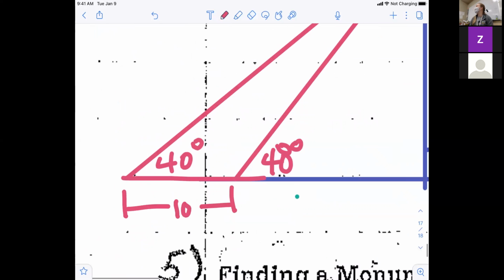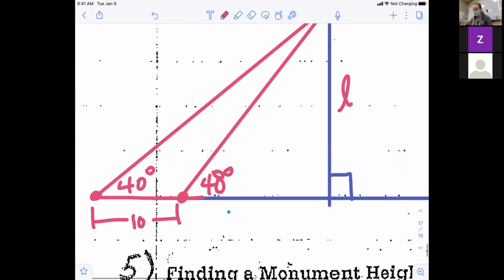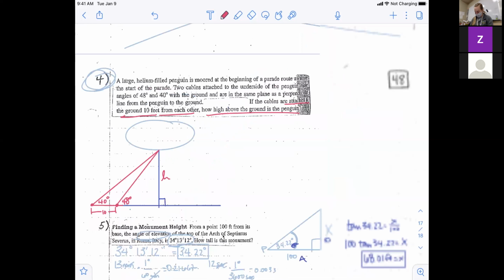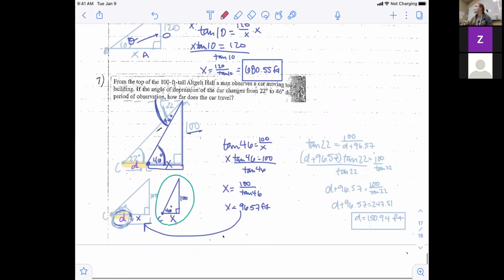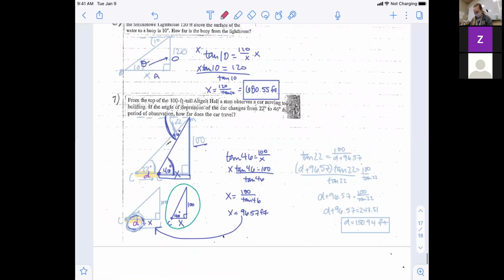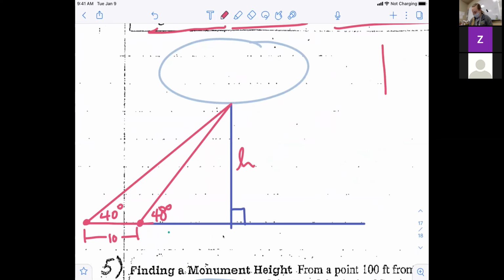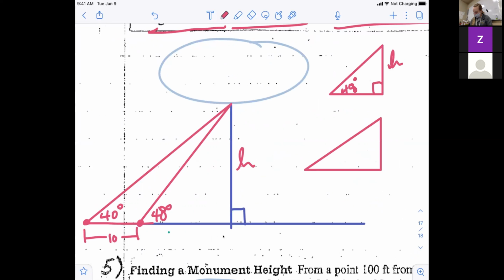So this distance is 10, from the point that's 40 and the point that's 48. And then we don't know the height, but that's what we want to find. H for height. Let's separate these. This is kind of like that car problem we did the other day. There's a car down here and how I redrew those 2 triangles, I want to redraw these 2 triangles as well. So I'm going to draw the triangle of 48 degrees first. It's the same height, still that 90 degrees, 48 degrees. The next one's a little bit longer. Still the same height, 40 degrees.